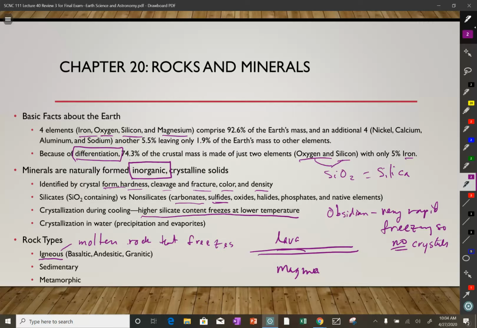So igneous rocks are things that were melted and froze. So basalt, andesite, granite, obsidian, tuff. These are all examples of igneous rocks.